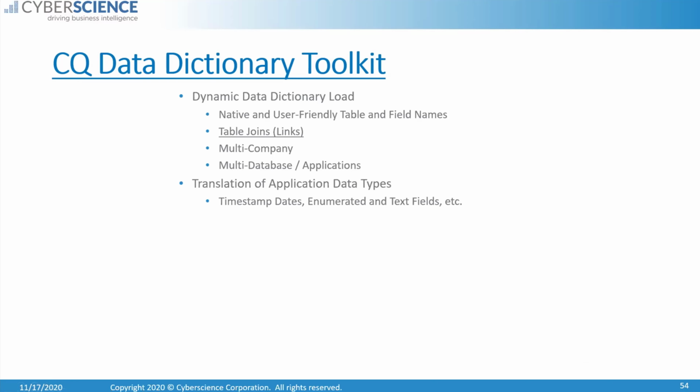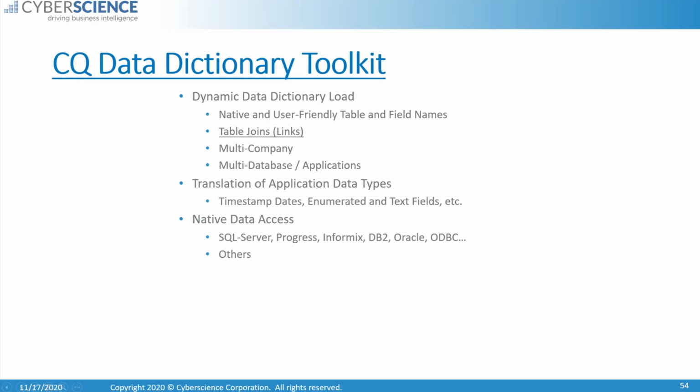And then translation of data types. So if we need to translate it when we read the database, by default, to have it make more sense and display correctly in Cyberquery, we can do all that as well to make sure that timestamps and dates are appropriately configured. And then also enumerated fields, where it's going out and doing lookups to other types of tables. We can do that in Cyberquery. And then text fields. We can go ahead and just report off of text fields and also search through text fields.